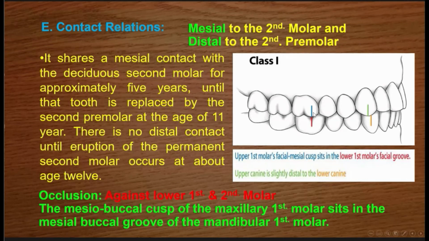Occlusion against the lower first and second molar. You see, the upper first molar is related with the lower first and second molar. The mesiobuccal cusp, this is the mesiobuccal cusp, the blue line, goes or sits into the mesiobuccal groove of the lower first molar. This line is the mesiobuccal groove of the mandibular first molar. So this is the normal contact relation with the mesial and distal side and with the opposite tooth.